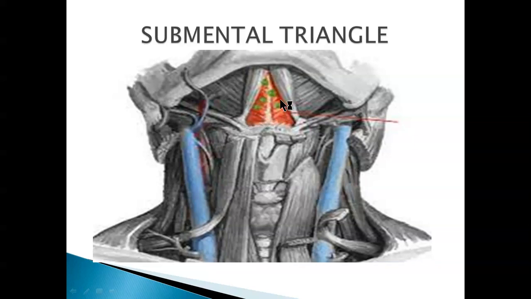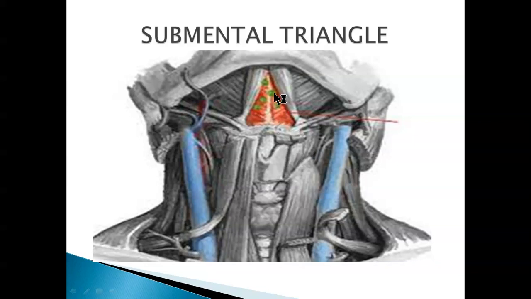Hence your submental triangle will have your submental lymph nodes present here, which are part of your superficial lymph nodes. Remember, deep cervical lymph nodes are something else, and superficial cervical lymph nodes are something else. This area also has your anterior jugular vein, which would be formed somewhere here and drains down, eventually entering your external jugular vein and going to your subclavian vein.